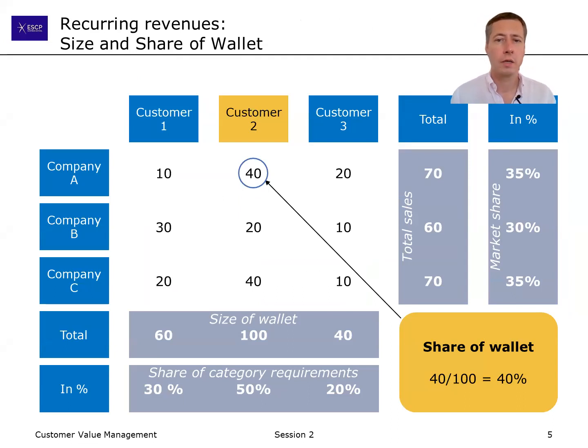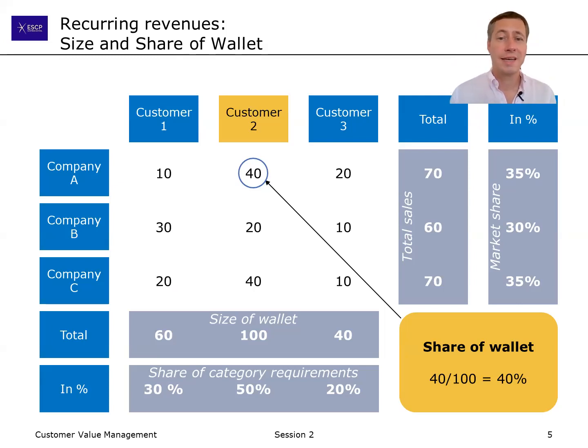Assume we are in a market where there are only three customers, customer 1, customer 2, and customer 3. And there are three companies who sell on that market, company A, company B, company C. It could also be one company who sells different brands, for example, brand 1, brand A, brand B, brand C. On the top left corner of this slide, you see how much money each customer spends on each company. Customer 1 spends $10 with company A, $30 with company B, and $20 with company C. Customer 2 spends 40, 20, 40, and customer 3 spends 20, 10, 10.